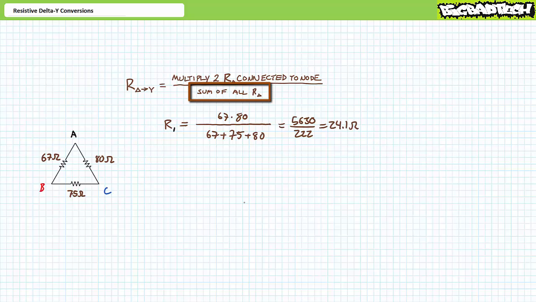You will note that each delta to Y conversion necessitates the use of the same denominator, the summation of all delta resistances, RAB plus RBC plus RCA. If you want to save yourself some time, don't recalculate the sum, just reuse it.